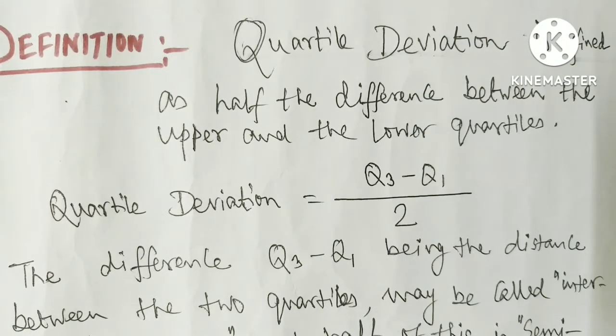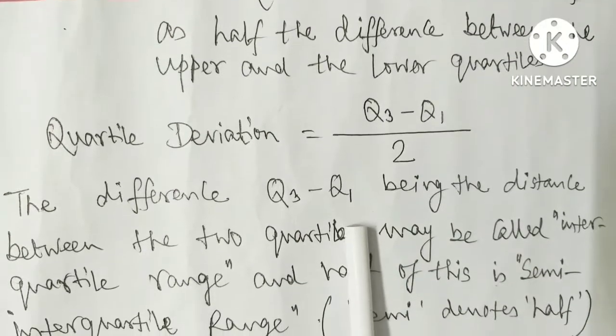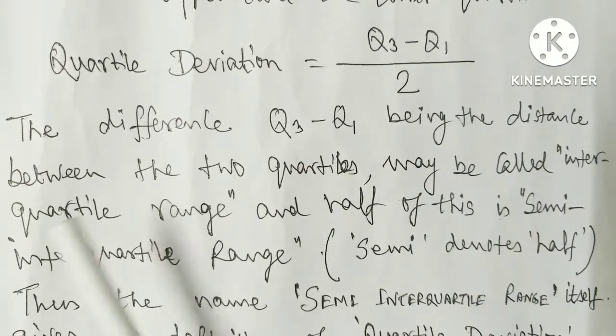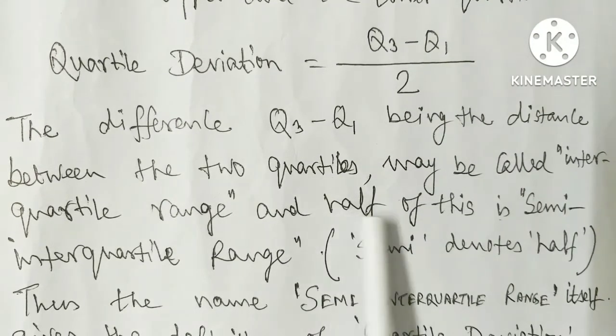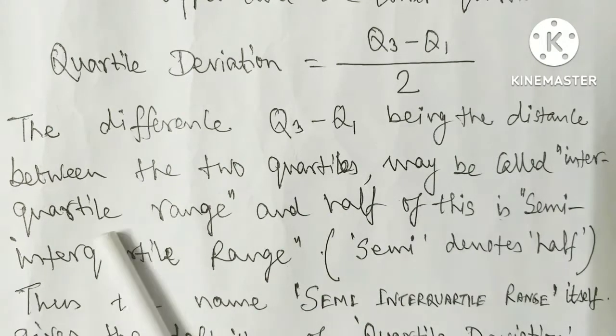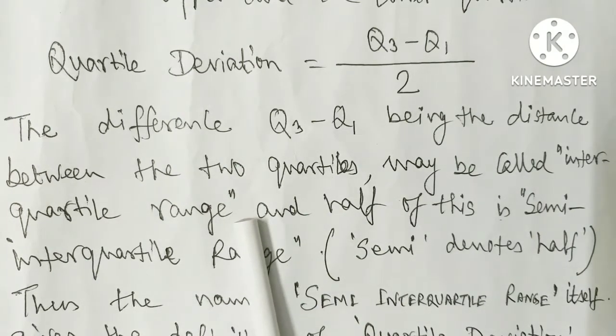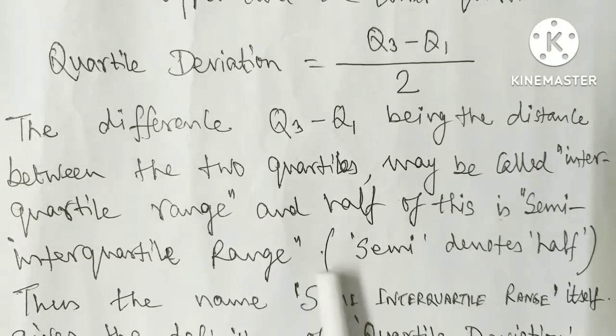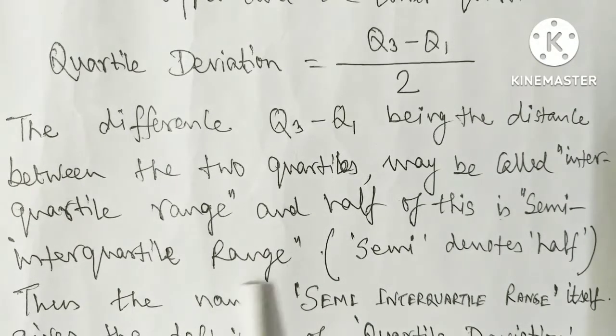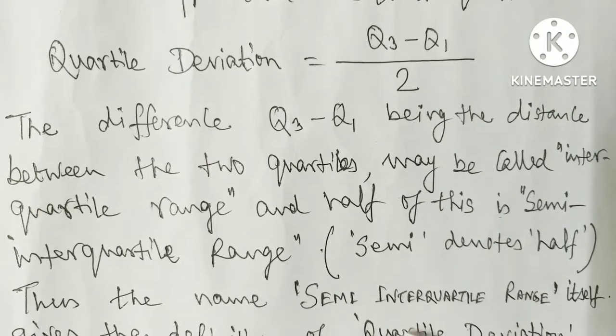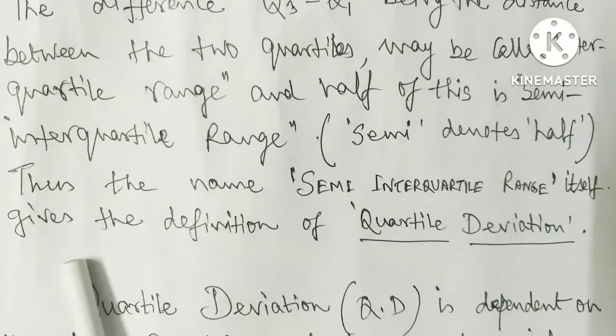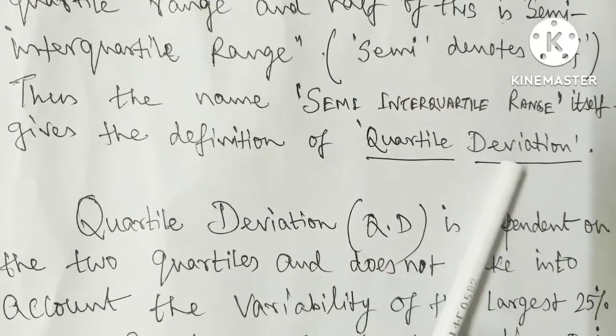The difference Q3 minus Q1, being the distance between the two quartiles, may be called the interquartile range, and half of this is the semi-interquartile range. Semi denotes half. Thus the name semi-interquartile range itself gives the definition of quartile deviation.